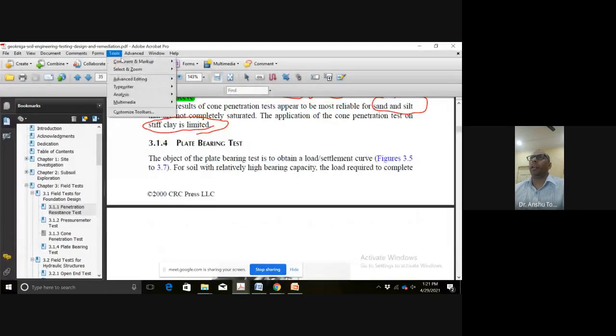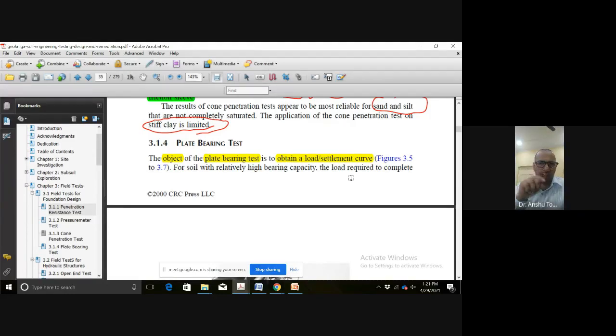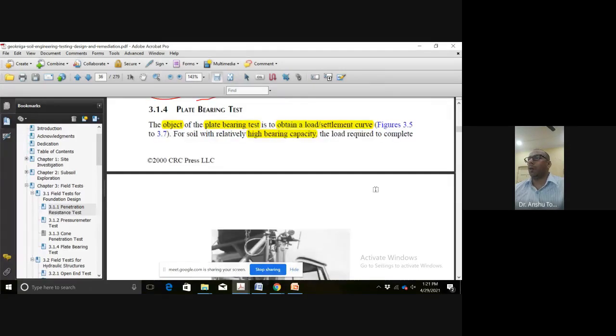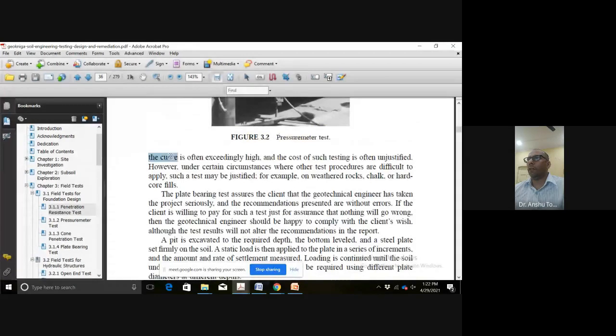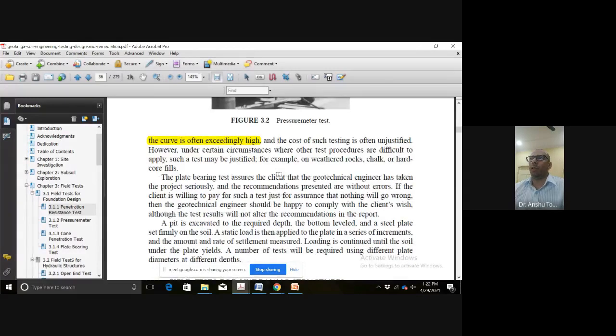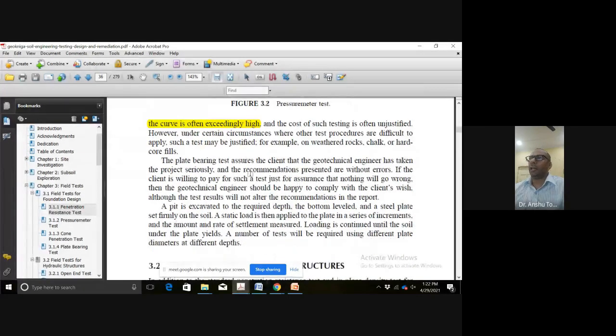The object of the plate loading test is to obtain the load settlement curve. That is, for how much load, what is the deflection we are getting in the strata. For soil with relatively high bearing capacity, the load required to complete the curve is often exceedingly high. The cost of such testing is unjustified. It requires a higher cost. Under certain circumstances, the test procedures are difficult to apply, but it gives the exact results.